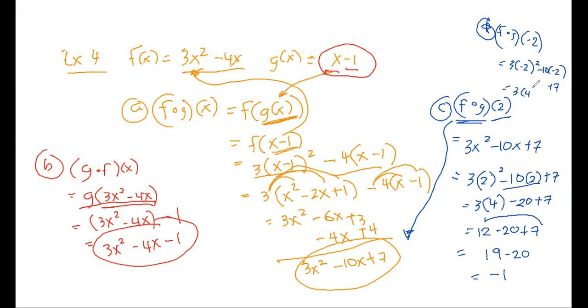3 times 4 plus 20 plus 7. The answer is 12 plus 20 plus 7. That's equal to 39. Again, in the module, please correct. That's not 2. That should be f composed of g of negative 2. Now, you try doing example number 5 and you check if you'll get the same answer as we have discussed.